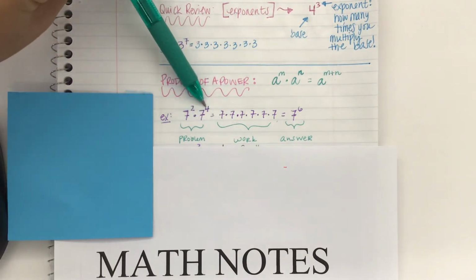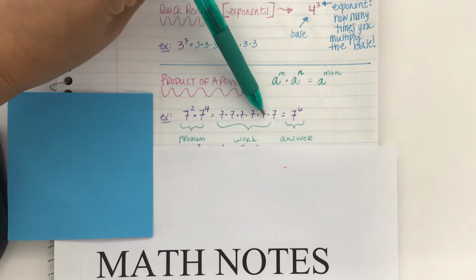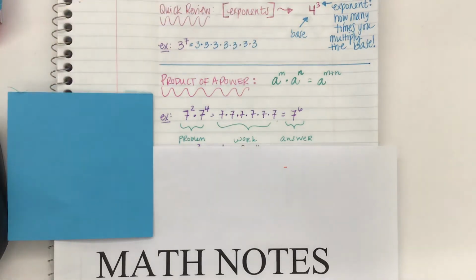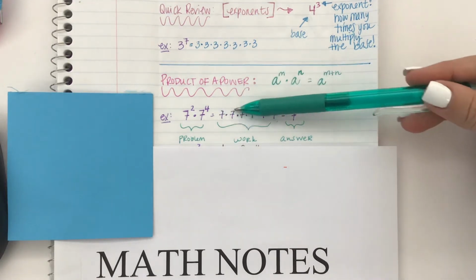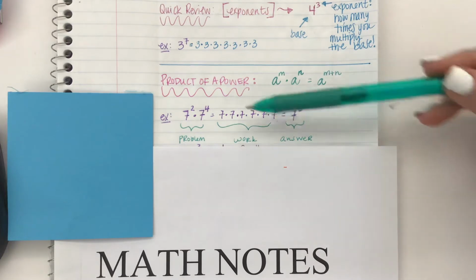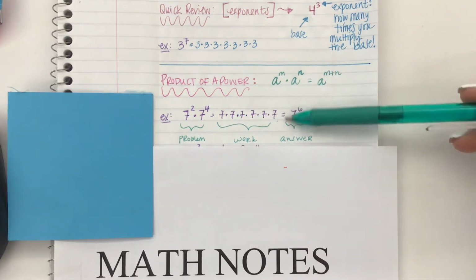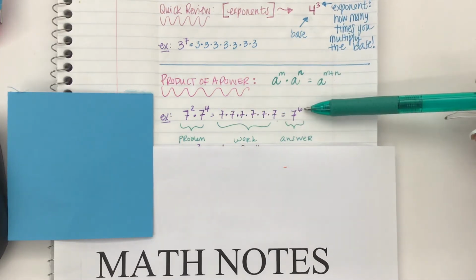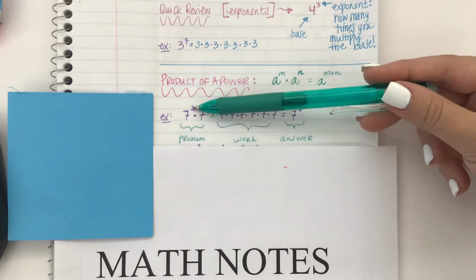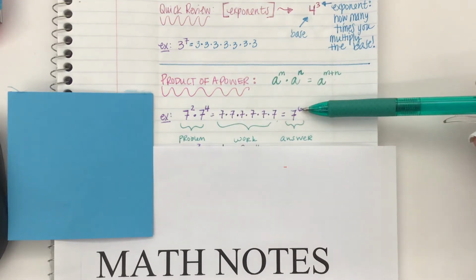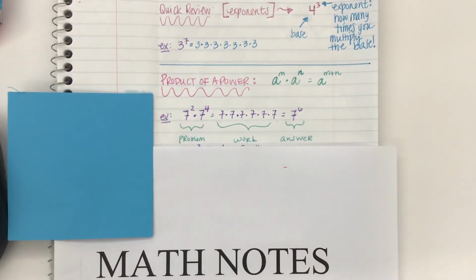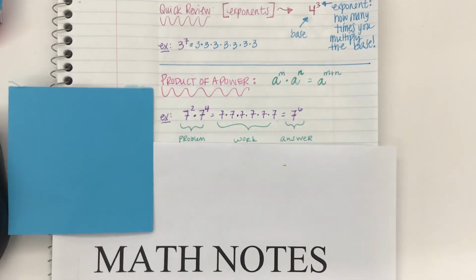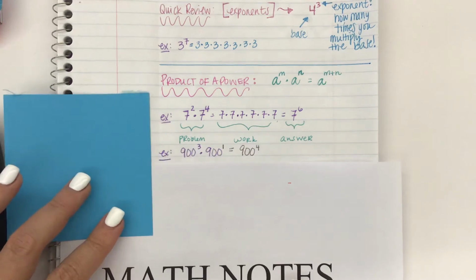7 to the power of 4 really means 7 times 7 times 7 times 7, 4 times. So when we write it all out, we count how many 7s we're actually multiplying, and we have 6 7s. So really we have 7 to the power of 6. Or in other words, 2 plus 4 equals 6. And you can only do this when you have the same base. Then you can use the product of a power property. So let's go ahead and do another example.